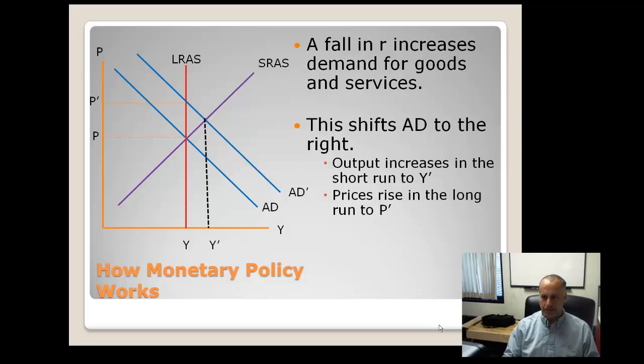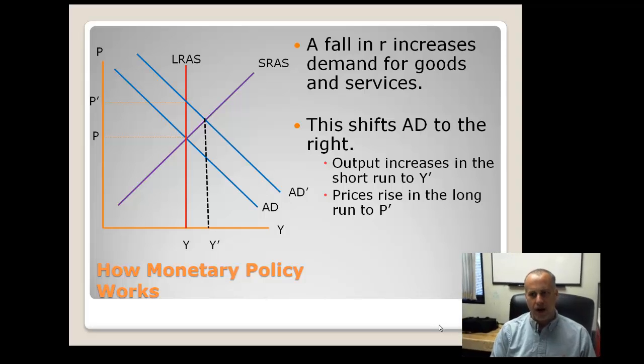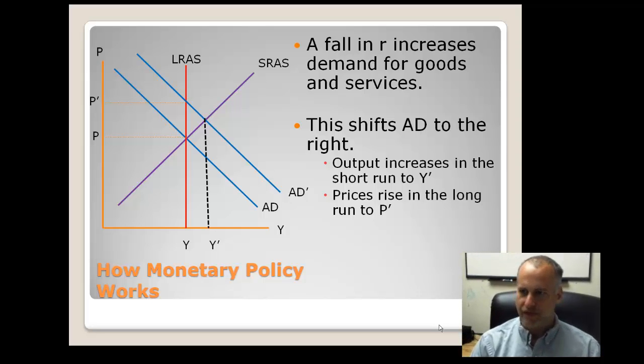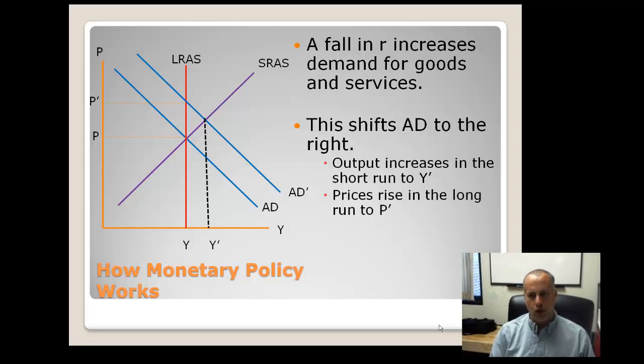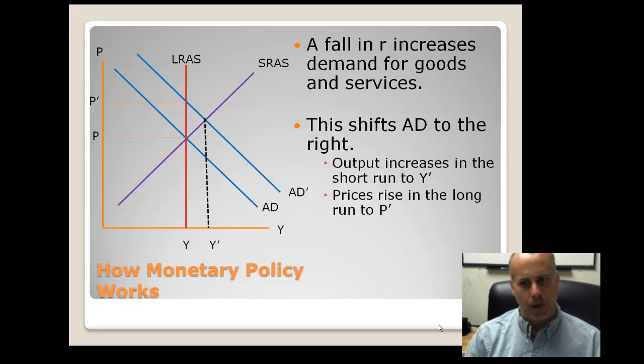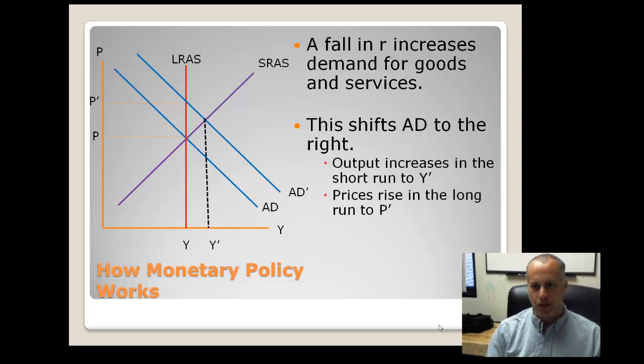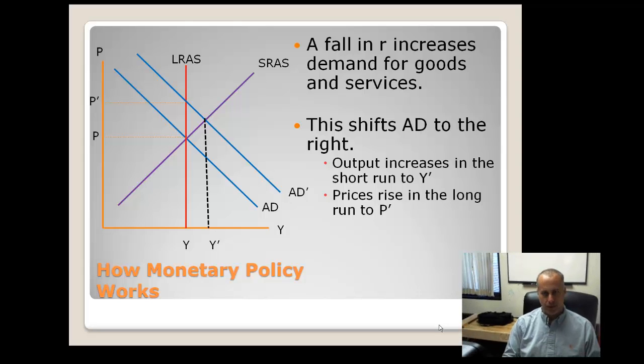So what does this look like? In the aggregate demand and aggregate supply model, we see that the fall in R increases the demand for goods and services, which shifts the aggregate demand curve to the right. When R goes down, due to the Fed printing money as we saw in the previous slide, the aggregate demand curve shifts to the right, which drives up output for a short time to Y prime. We get an increase in output in the short run. But in the long run, what we see is that prices will adjust and return us back to the long-run aggregate supply curve, remember, which is determined by real variables, at a higher price level.